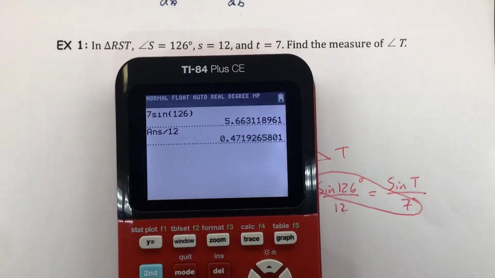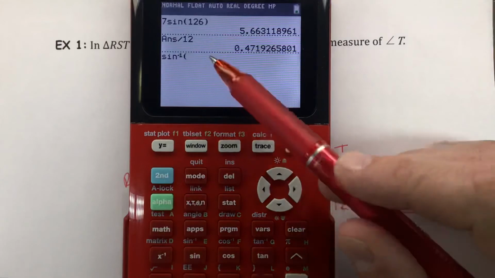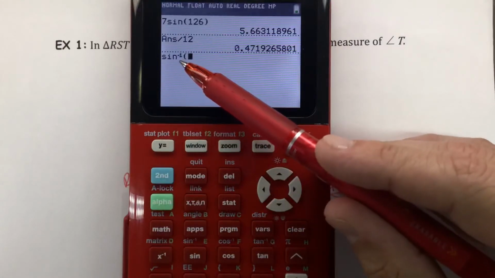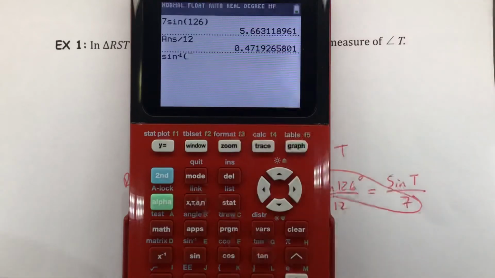So we have one more step, which is to undo the sine part. For that, we're going to press second on this calculator. I press second sine. I want to pull up the inverse sine, or the arc sine. And what I want to do is place that answer inside of it.